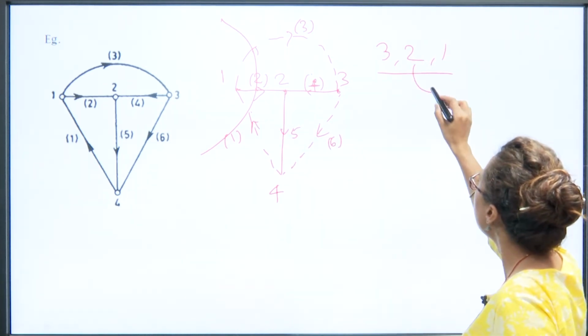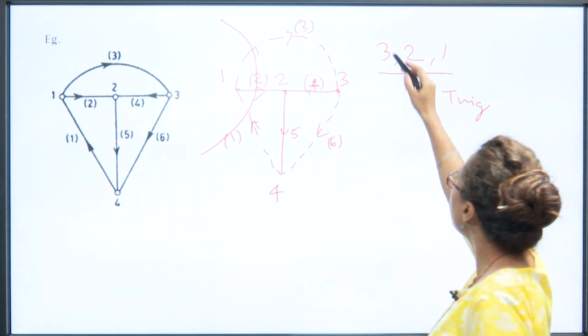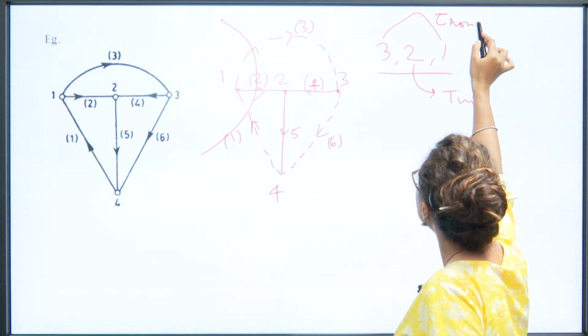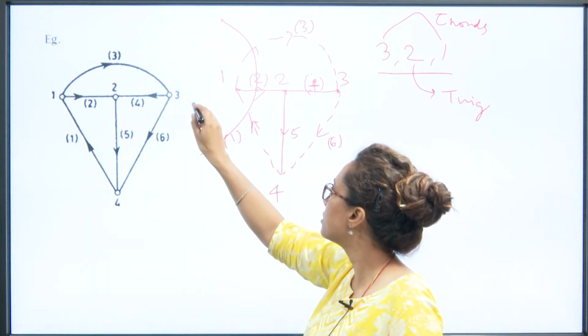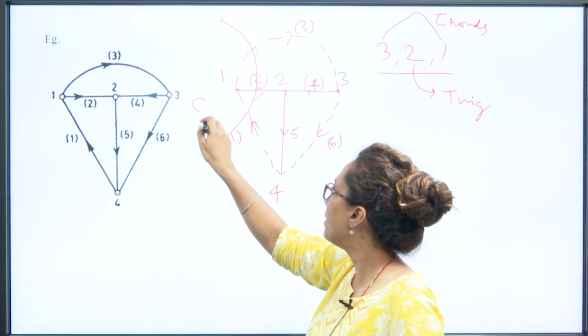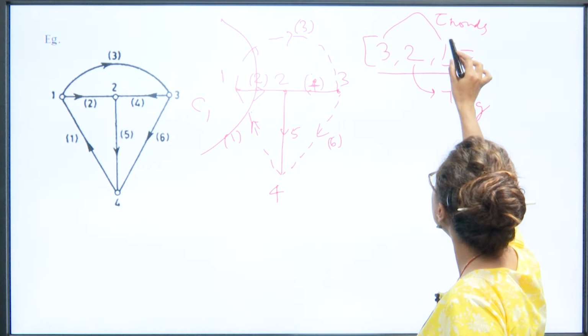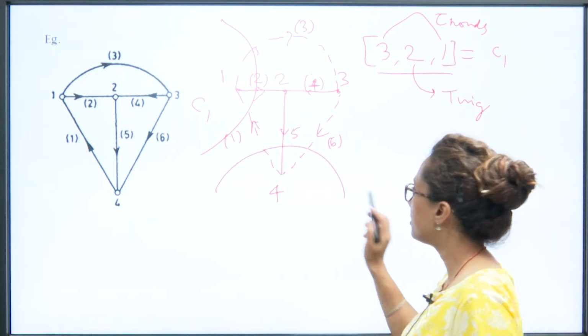It means the second one is the twig, that is the branch of the tree, and the 1 and the 3 are nothing but the cords. So, this is the one cut set that is shown by C1, that is the cut set number 1.